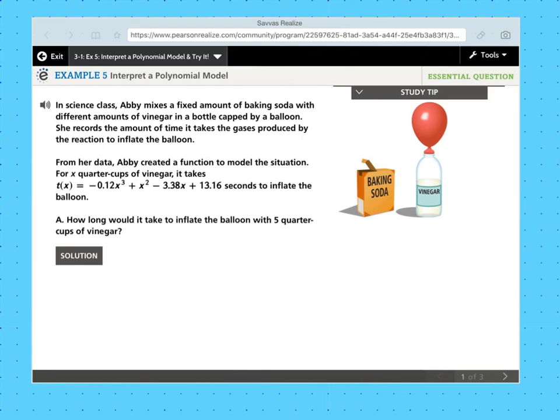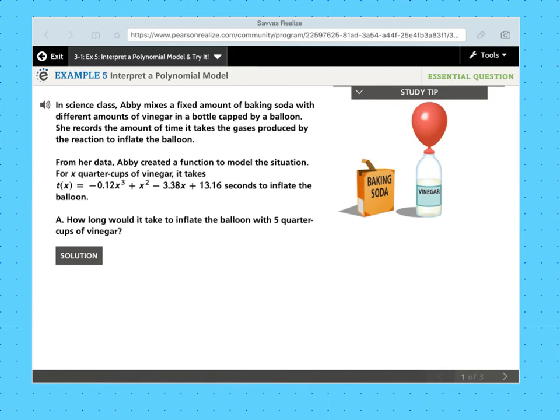I don't particularly like this example, but it does give you practice of how to interpret polynomial models. So let's look at it. In science class, Abby mixes a fixed amount of baking soda with different amounts of vinegar in a bottle, capped by a balloon. She records the amount of time it takes the gases produced by the reaction to inflate the balloon. It sounds like a lot of fun, actually.